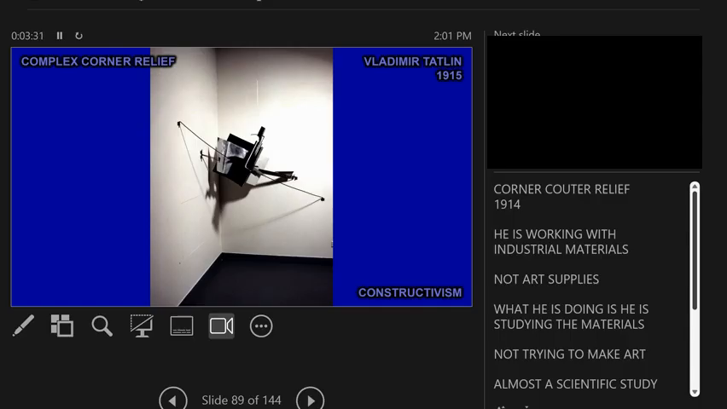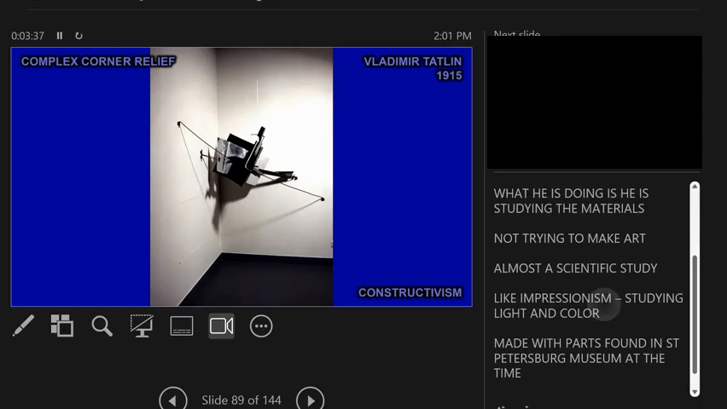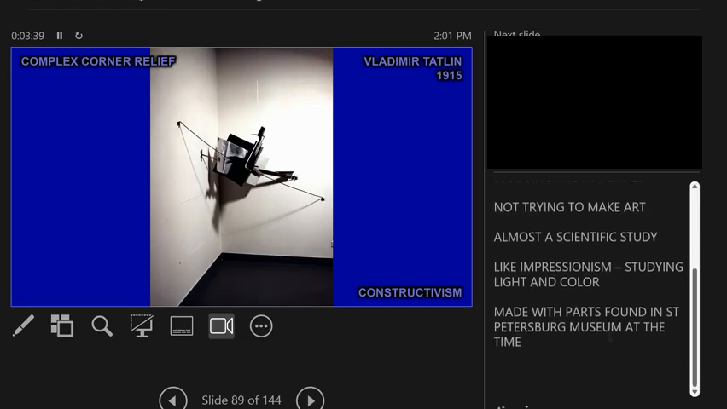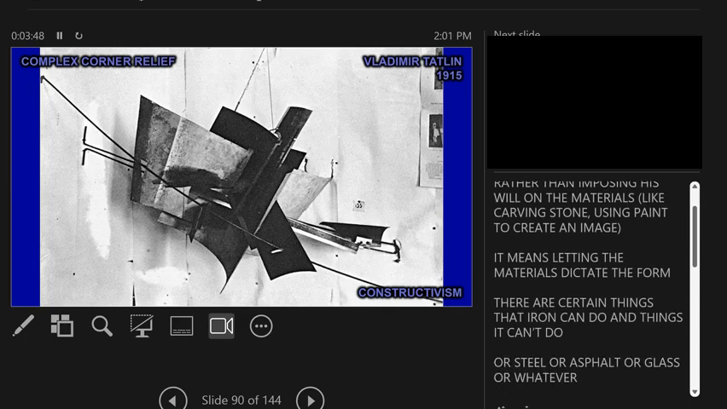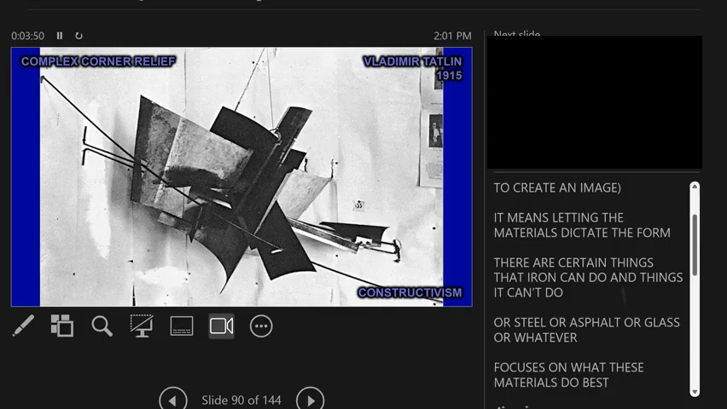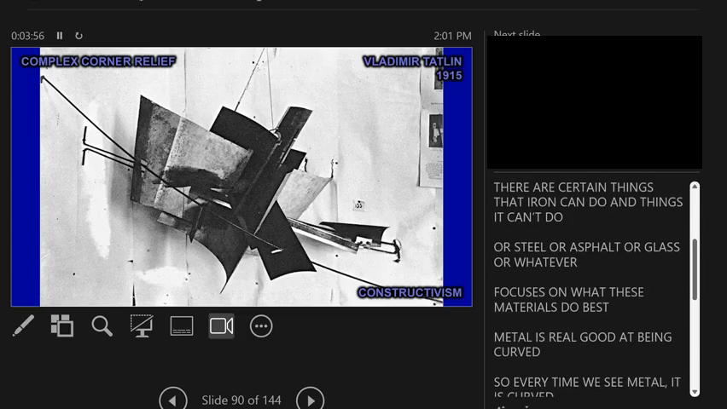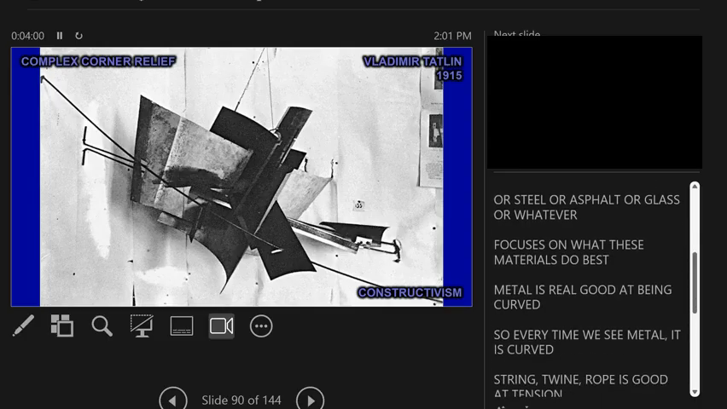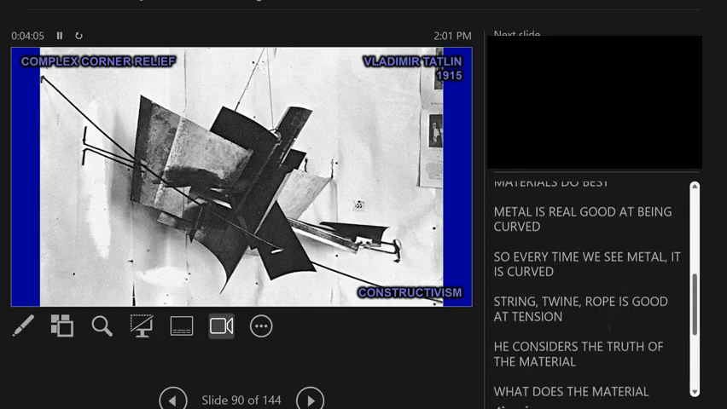He carved it. So Tatlin is working with industrial materials, not art supplies. What he's doing is studying the materials. He's not trying to make art, and he calls it truth to the materials. Rather than imposing his will on the materials, like carving stone or using paint to create an image, he is letting the materials dictate the form. There are certain things that iron can do and things it cannot do, or steel, or asphalt, or glass, or whatever. So he's focusing on what these materials do best.